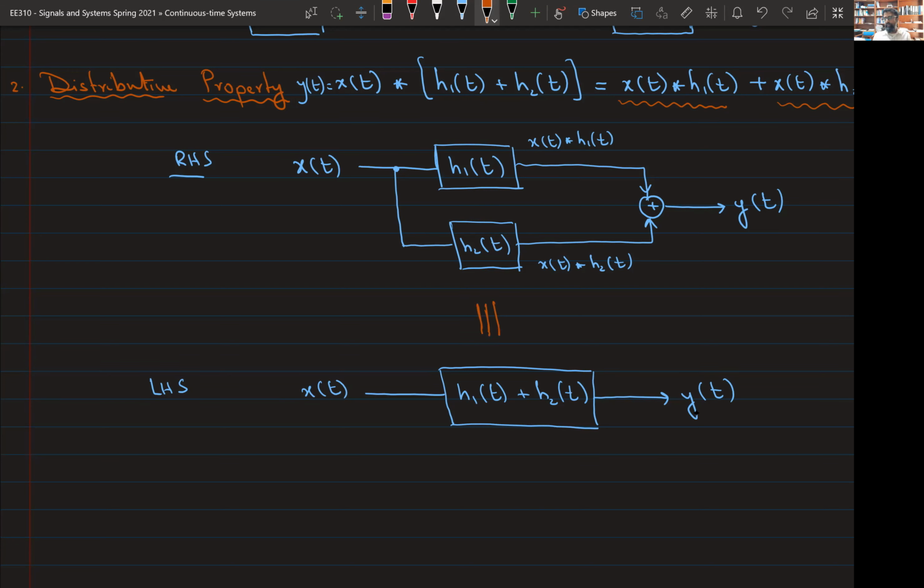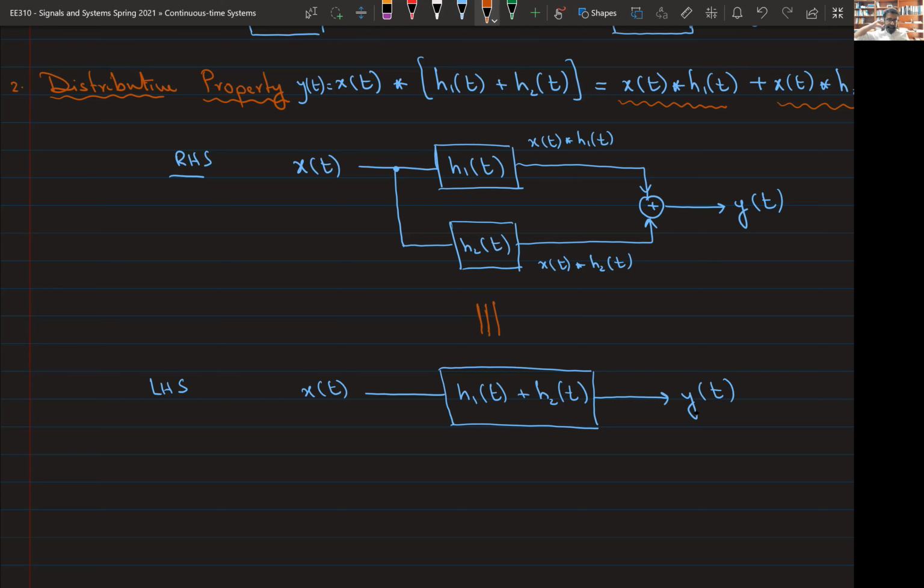So the implication of this distributive property would be that if you have a combination of two systems in parallel, with individual impulse responses H1 and H2 such that their outputs are added up, that is equivalent to having just one system which has an impulse response equal to the sum of the two impulse responses. That's the implication of the distributive property.